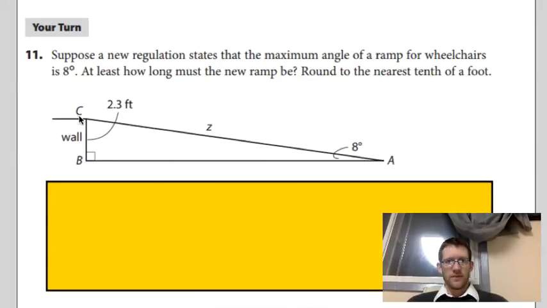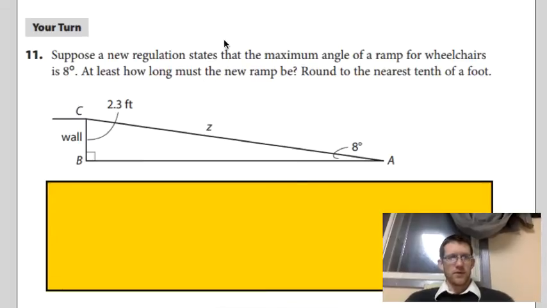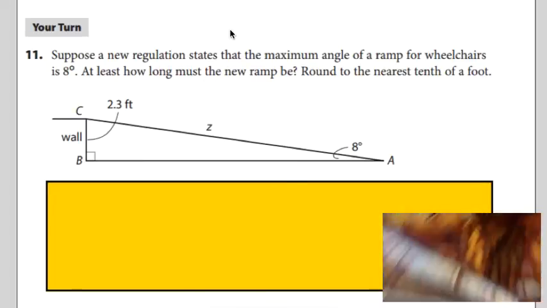All right, here's another one. I'll pause here, see if you can figure it out.